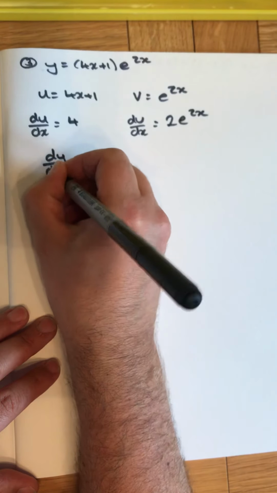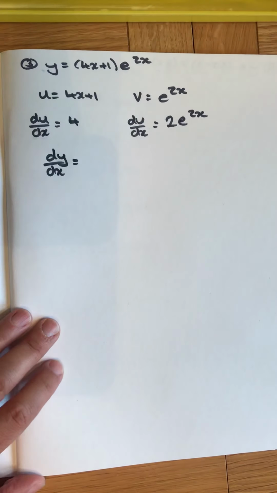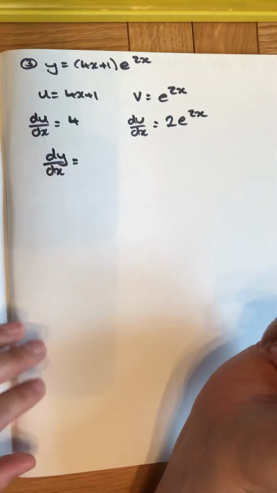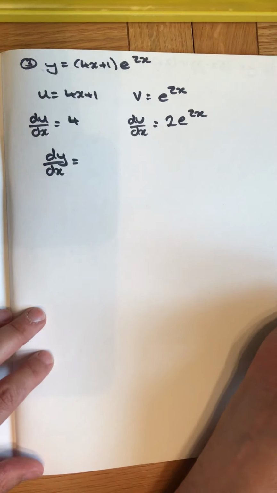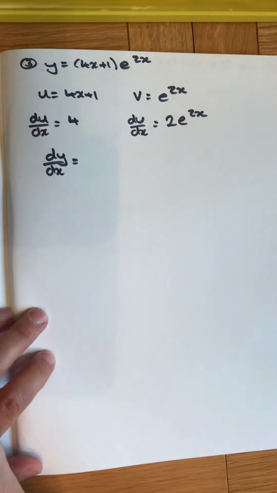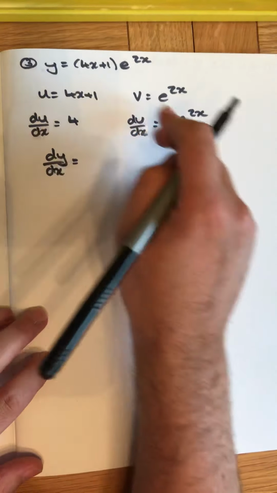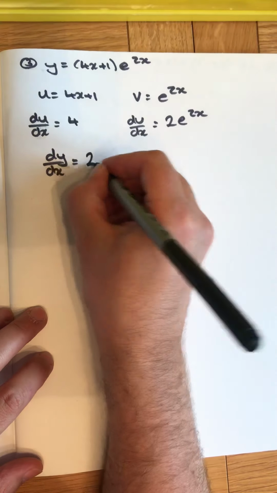So my dy by dx, do you know the formula already? When it's set up like this, I don't think you need to look back at the formula. We're going to times those 2 things together, and then we're going to times those 2 things together and add them together. So when I times these together, I'm going to put the integer first.